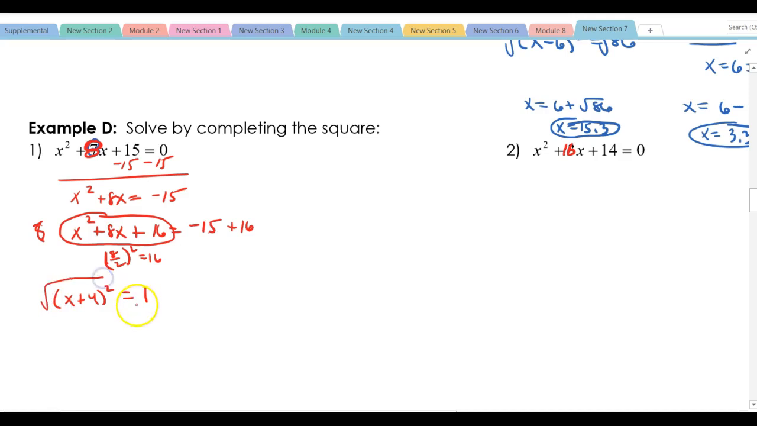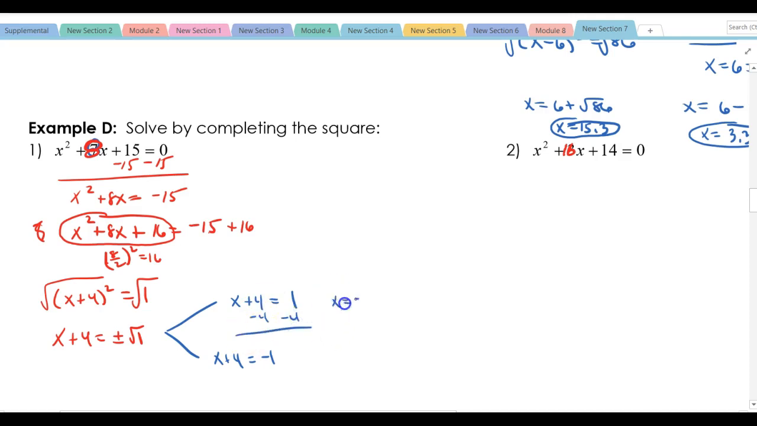Now I take the square root of this side, square root of this side, and I get x plus 4 equals plus or minus the square root of 1. And remember, this branches off into two answers. x plus 4 equals positive 1, and the reason is the square root of 1 is 1. Then x plus 4 equals negative 1. And if I solve each of these equations, x equals negative 3 is one solution. Then subtract 4, and I get x equals negative 5 is another solution.